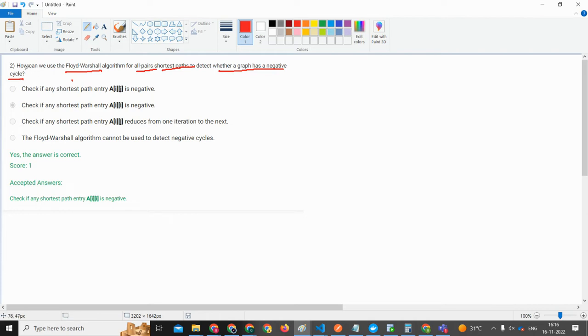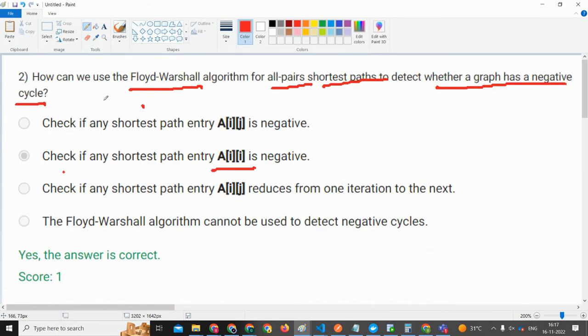Correct. Yes. The question is, how can we use the Floyd-Warshall algorithm for all-pairs shortest path to detect whether a graph has a negative cycle? So the answer is the second option. But I just want to know why the rest of the three options are wrong, except the one.